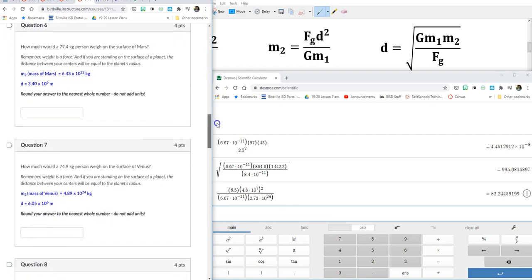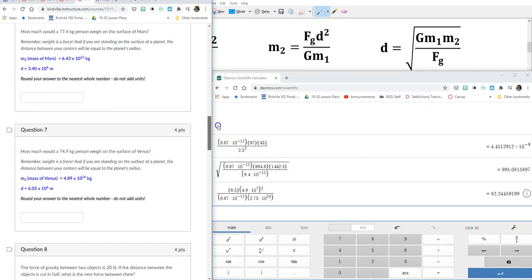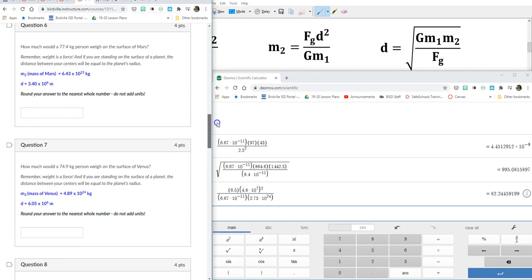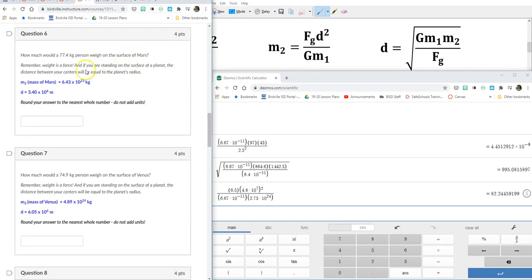I'm going to do one more for you because you've got several of these. How much would this person weigh on the surface of this planet? Okay, I'm going to do this one that's Mars. How much would a 77.4 kilogram person weigh on the surface of Mars?